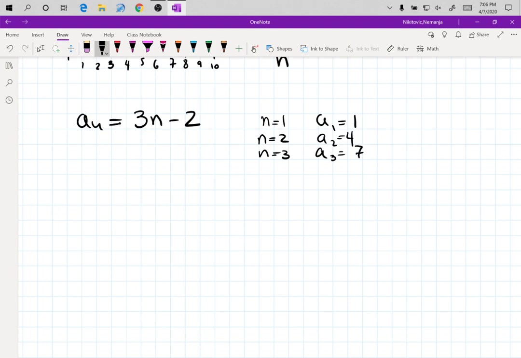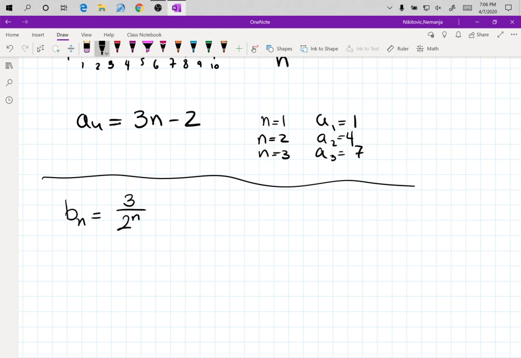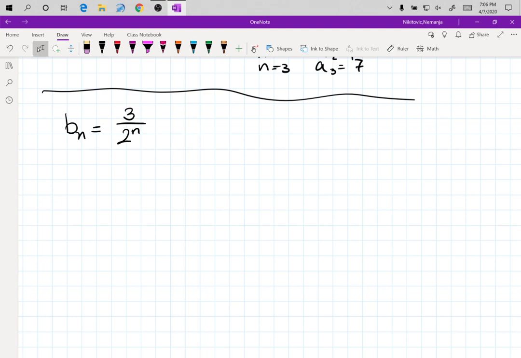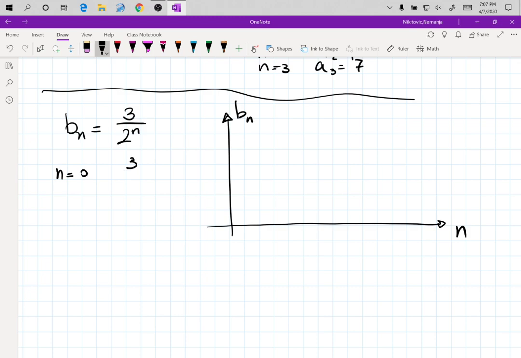Let's take a look at another graph. Now, this graph is going to be Bn, let's say, is 3 over 2 to the n. Let's say. So now we're going to set up our graph over here. We have a Bn, we have our n, and let's start. We can start with n is 0. If n equals 0, we have 3 over 2, which is 1.5. So that's here.